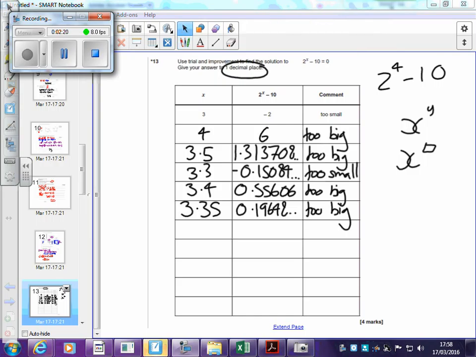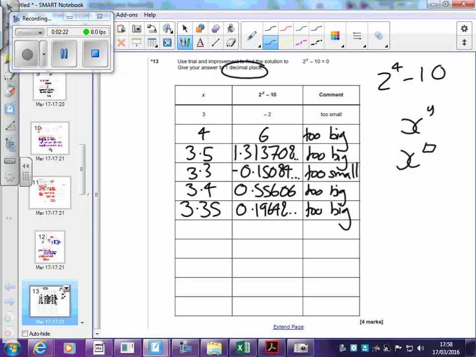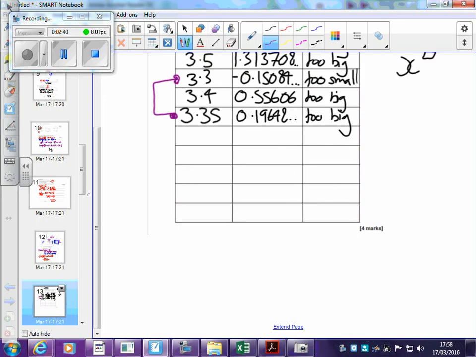We can now state the final answer because I know that the true actual answer is somewhere between 3.35 and 3.3, because one was too big and one was too small. Any number that is in between those on a number line, when it's rounded to one decimal place, is going to give me 3.3. So my final answer for x is going to be 3.3.